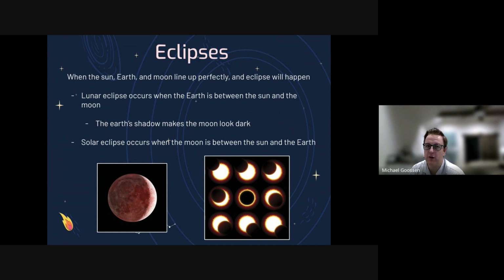Another interaction between the Earth, Sun, and Moon is an eclipse. So an eclipse is when the Earth, Sun, and Moon line up perfectly. So a lunar eclipse is when the moon looks red, and that's when the Earth casts a shadow on the moon. So if the sun is over here, and then the Earth is in the middle of the moon and the sun, the Earth could cast a shadow on the moon if everything's lined up perfectly. And that's called a lunar eclipse. We also have a solar eclipse, which is when the moon can cast a shadow on Earth.